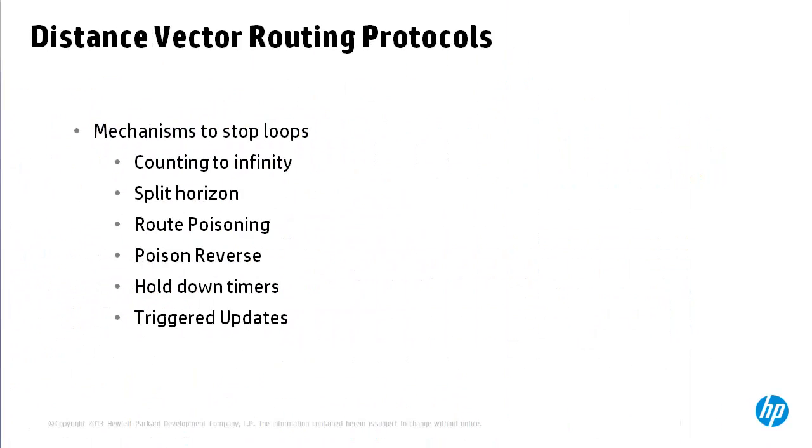So thus far, the mechanisms we've discussed are counting to infinity, where infinity is set to 16, and split horizon with poison reverse. In other words, the route is poisoned, set to infinity or 16, and that route is advertised back to the originator, overriding split horizon. The last two are triggered updates and hold down timers. These are all mechanisms, once again, to stop loops in distance vector routing protocols.